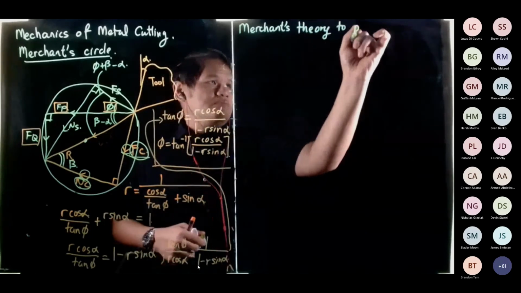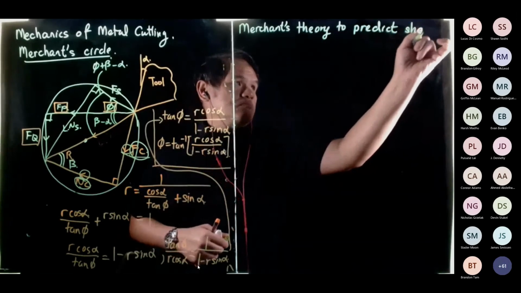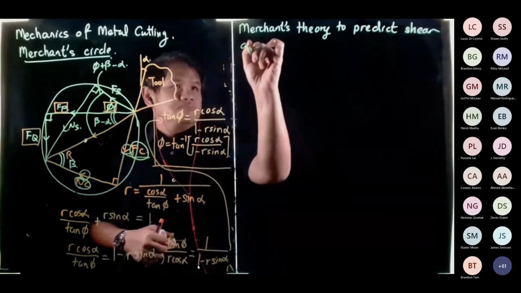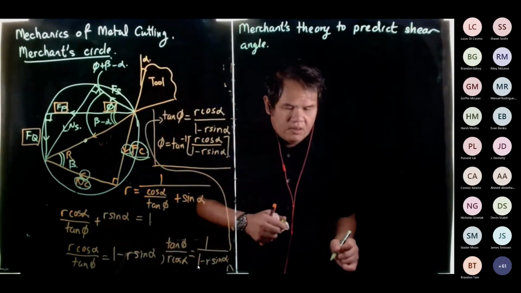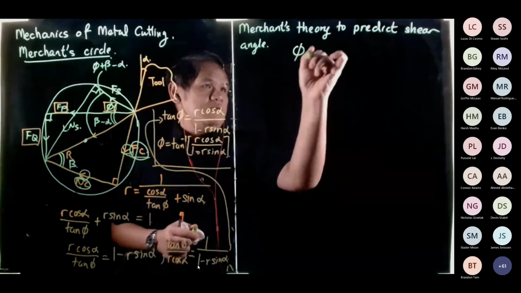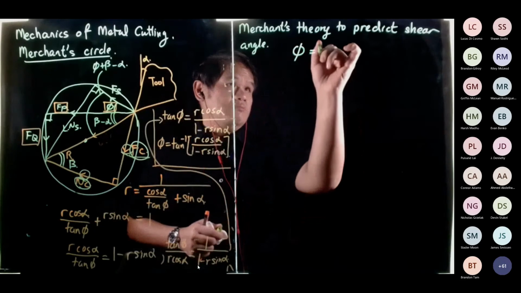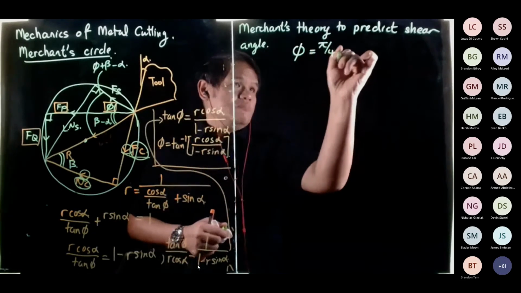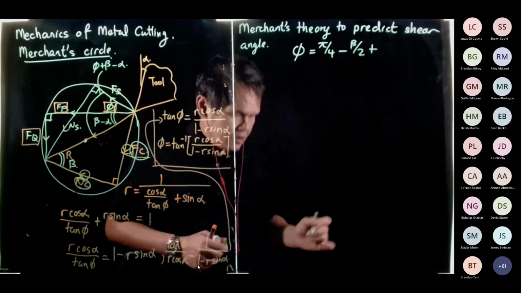To predict shear angle. Okay. So his model come up with the shear angle is equal to pi over 4 minus beta over 2 plus alpha over 2.